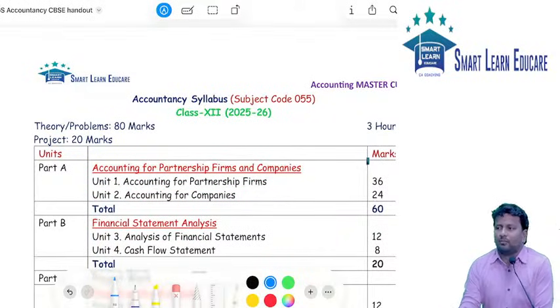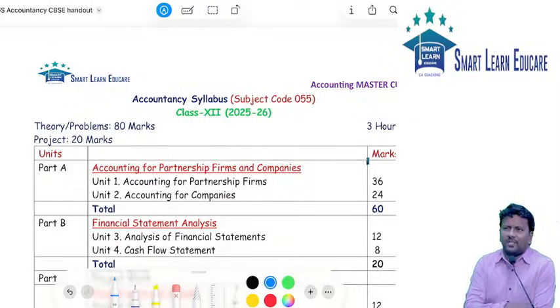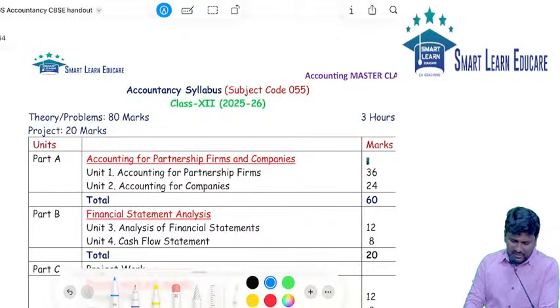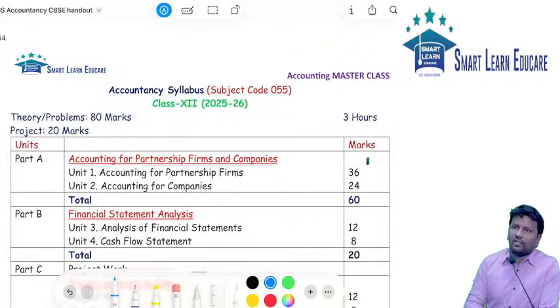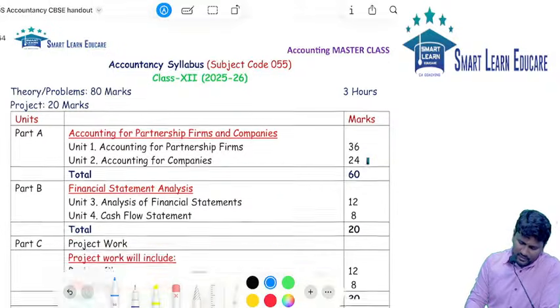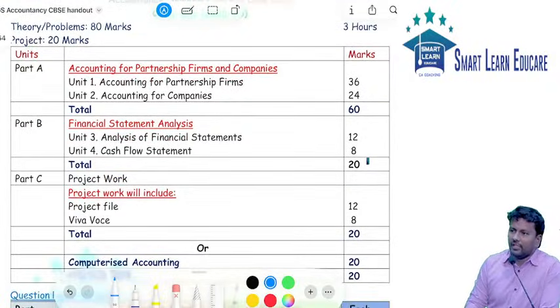So, welcome to SmartLearn Educare. This is Accounting Masterclass, basically a revision session. In this session, I will be taking the full topics and the examination hit areas.